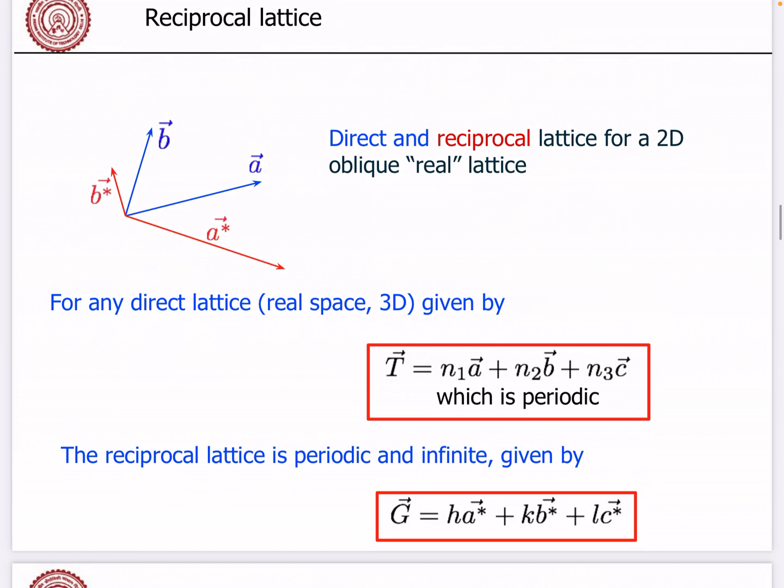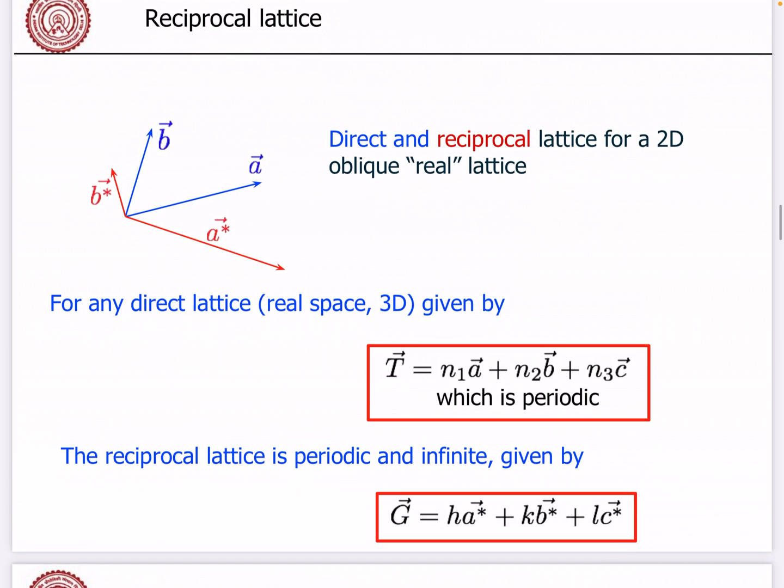Okay, so to summarize, what we now understand is that for any direct lattice in real space, in the three-dimensional case, T equal to N1 A plus N2 B plus N3 C, which is periodic, the reciprocal lattice is also periodic and infinite, and will be given by these values.